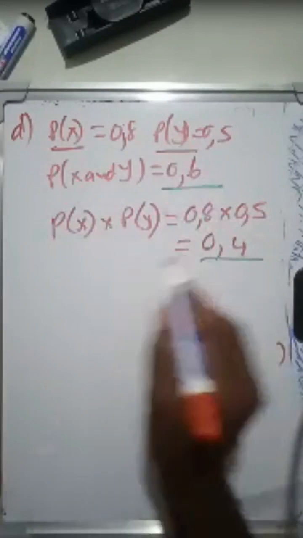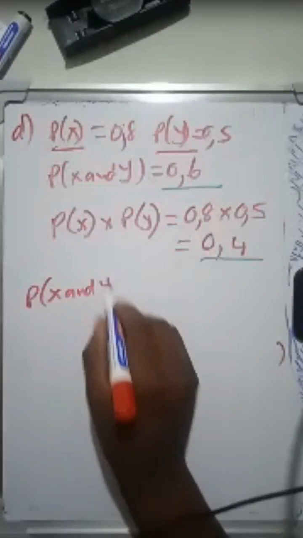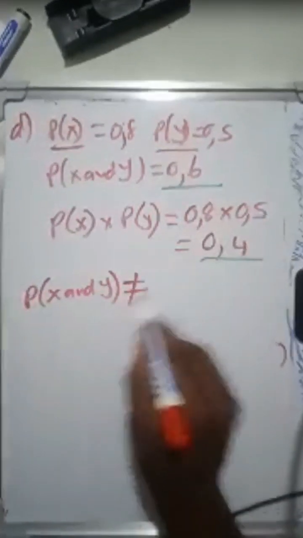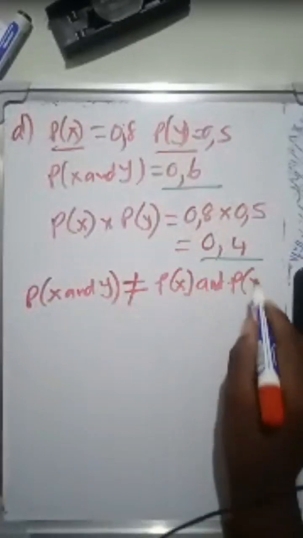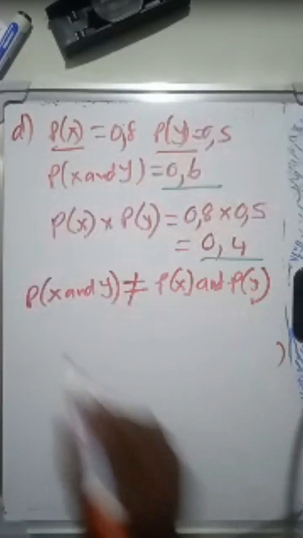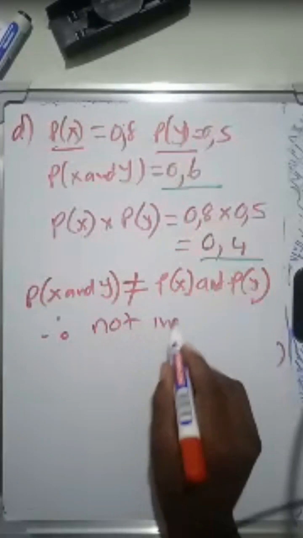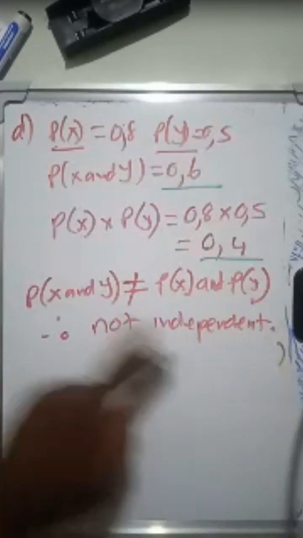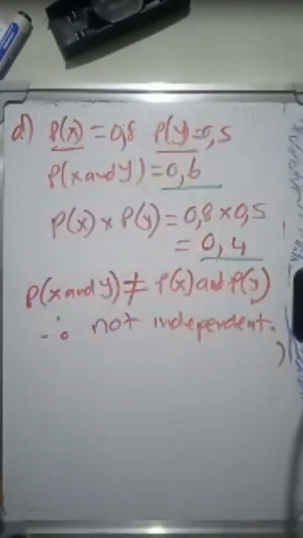Then your conclusion is going to say: is the probability of X and Y equal to that? No. So you indicate it is not equal to the probability of X times the probability of Y. Therefore, if they are not equal, it means they are not independent. If this one and that one are not equal, it means they are not independent. Okay? Right, let's check the next one.